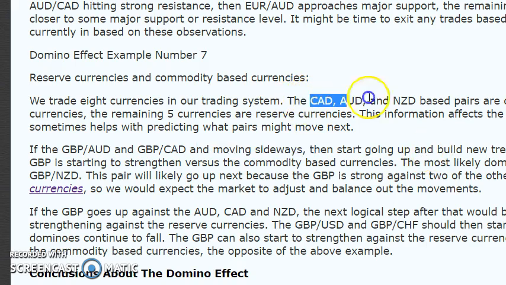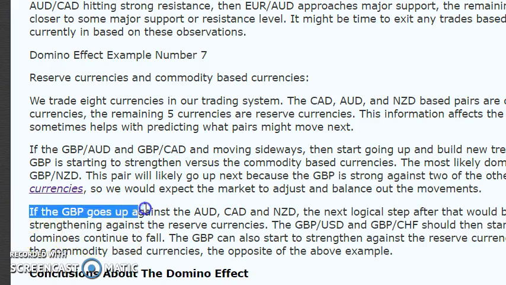Well, here's your commodity-based currency. So if the British pound is strengthening against two of them, the next pair that's likely going to go up, the next domino to fall, is going to be the pound New Zealand. You can almost bet it's going to go up next. Now, a lot of people don't think that the Forex market has any predictability to it. The Forex market has a lot of predictability to it if you start to analyze the market this way.